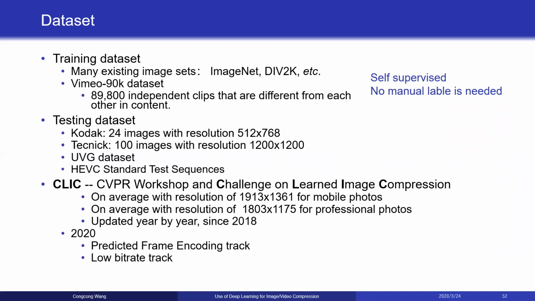And there are also some testing datasets for compression purposes, such as the Kodak and the Technique dataset for image compression, and the UVG HEVC test sequences for video. Besides, an interesting challenge has also been organized for compression in the CVPR workshop since 2018. It was designed for image compression at the very beginning. And since this year, they opened a track for video compression.